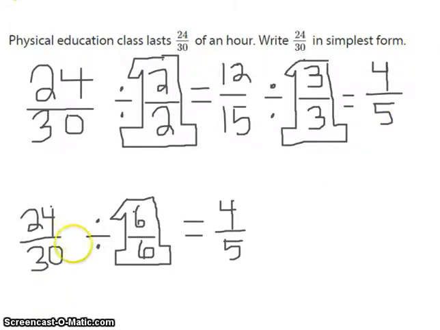Now if you can look at 24 and 30 and know that the largest factor that will divide evenly into both 24 and 30 without a remainder is 6, because you know that 6 will go into 24 4 times, and 6 will go into 30 5 times, that will give you the simplest form faster. But either way, you're going to get the same answer, whether you divide by 2 or whether you divide by 6.